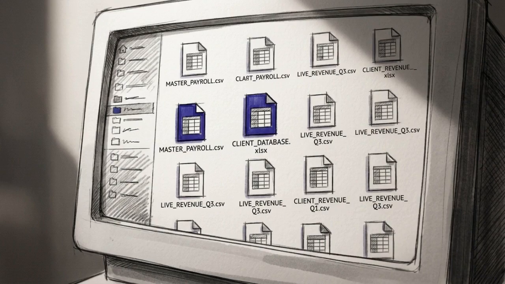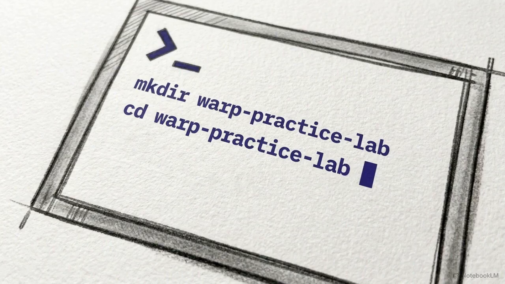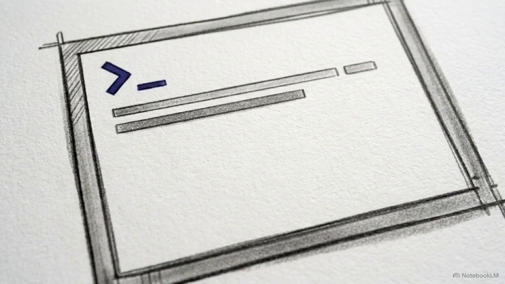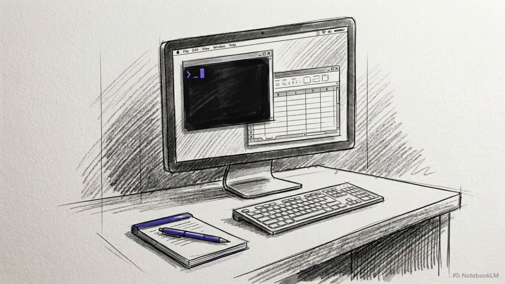When experimenting with AI automation, you should never test on your live, mission-critical company files. Instead, we create a dedicated practice lab. Open Warp, make a new directory called Warp Practice Lab, and navigate inside it. Next, drop a copy of your messy sample dataset into this new folder. Isolating your raw data removes the operational risk. You now have a sandbox where you can prototype and validate workflows safely.